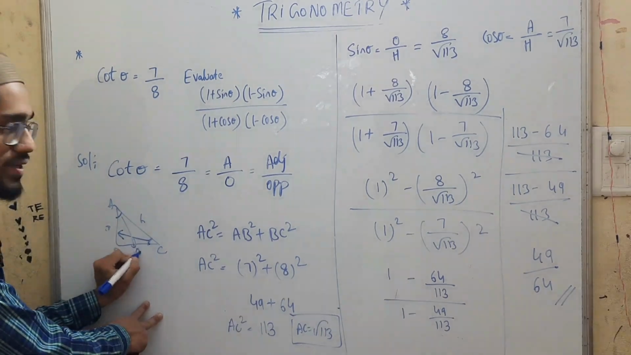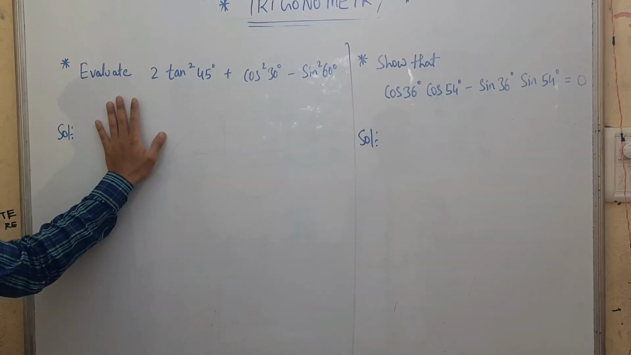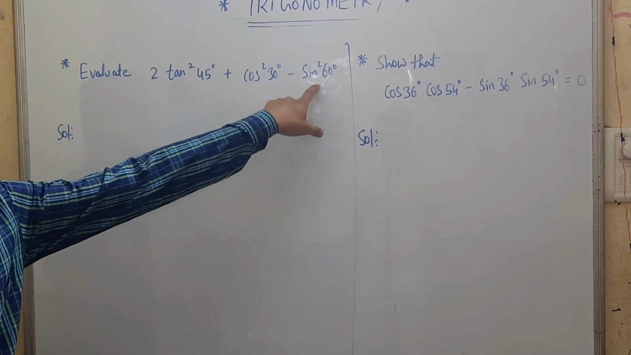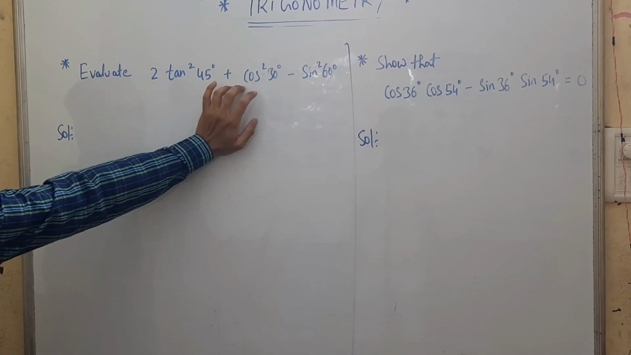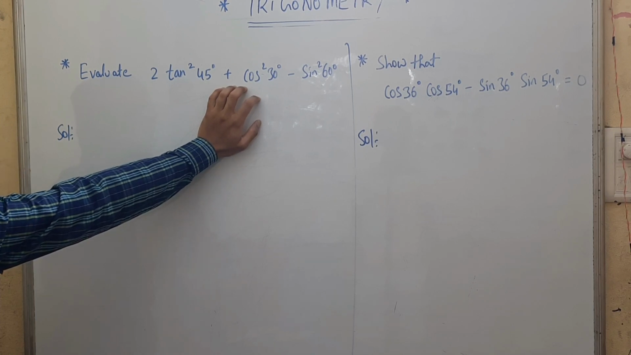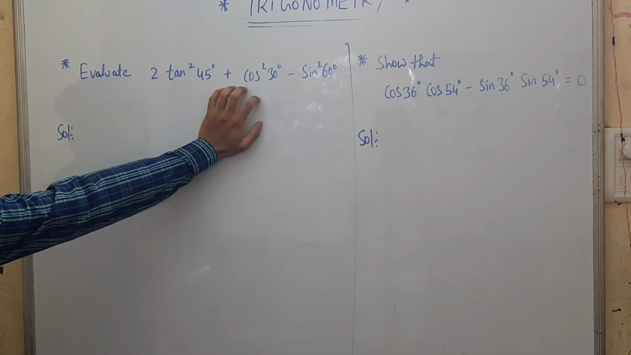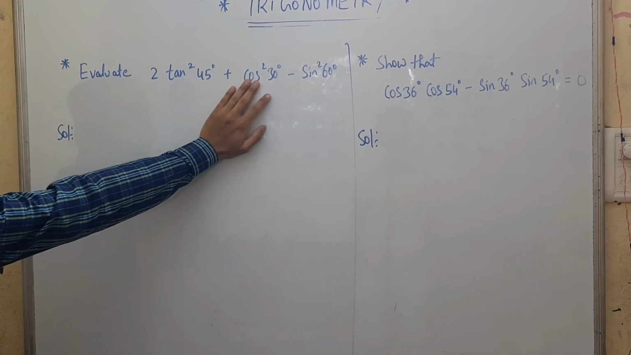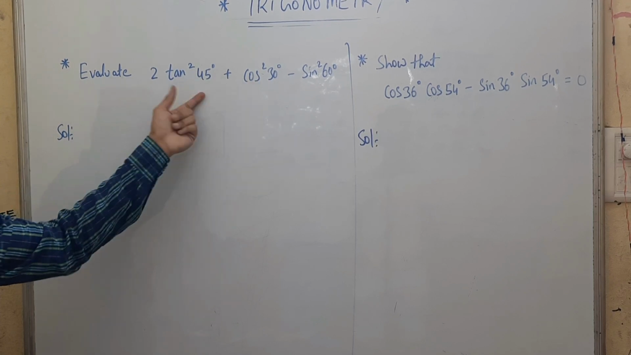Next problem which we have here is: evaluate 2 tan square 45 plus cos square 30 minus sin square 60. Again, these are formulas of trigonometric ratios. You need to know the table completely. Trigonometric ratios: what is cos 30? What is tan 45? Sin 60 values. For these values, you can check the playlist in which I have an exclusive video for this.